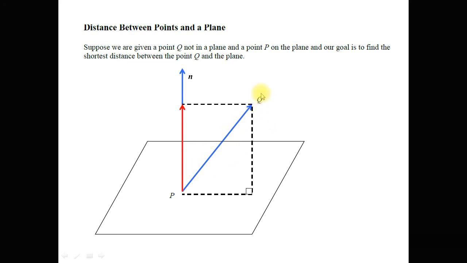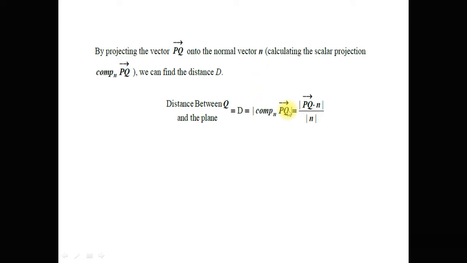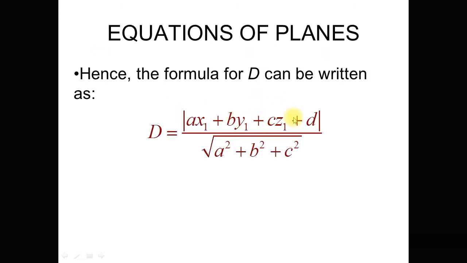So suppose the Q coordinates are x1, y1 and z1. Just put the coordinates of the Q point into the general equation of the plane, ax1 plus by1 plus cz1 plus d. Actually the equation of the plane is ax plus by plus cz plus d equal to 0. So just put the values of the Q point coordinates, x1 in place of x, y1 in place of y, and z1 in place of z.